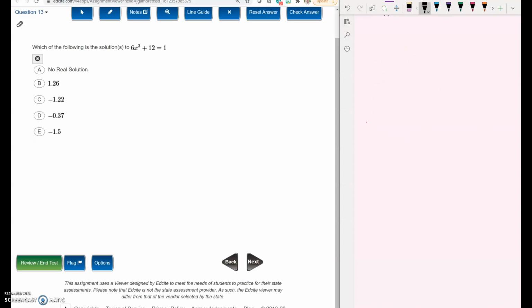Next one is 6x cubed plus 12 equals 1. And of course, this one's a little bit funky as well. Notice all of our answer choices are decimals, so we're probably going to have to do some figuring. I would subtract 12 on both sides to get 6x to the 3rd equals negative 11. Divide both sides by 6. Now you could get a decimal here.